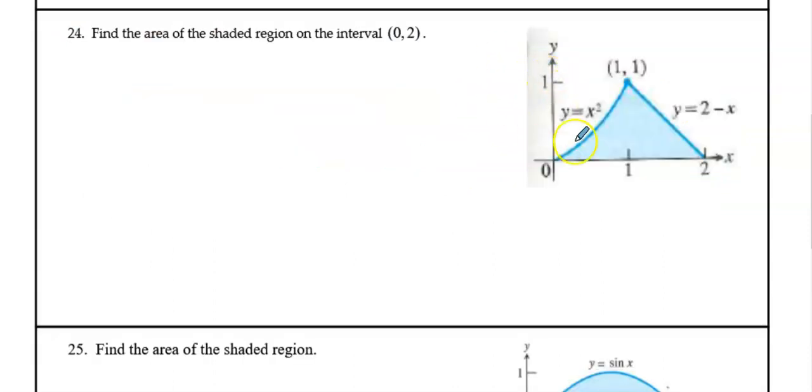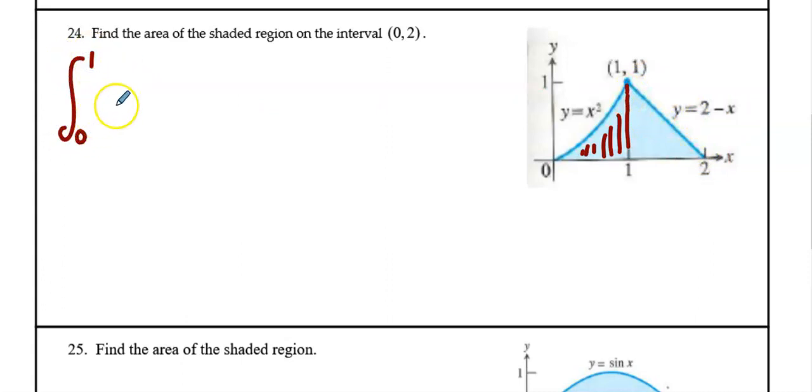So this question right here says find the area of the shaded region on the interval from 0 to 2, and this is given by two functions. Again, this is pretty straightforward. I'm not going to do the question for you, but I just want to set it up. I want to find the area of this region first because my upper bound is actually x squared, and I want to then change it and do another one here where my upper bound is 2 minus x. So this is quite simple.